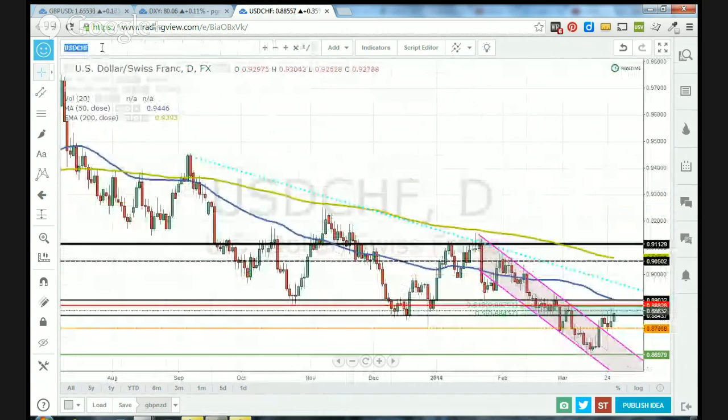So far we've looked at Euro Kiwi, Euro Swiss, and dollar Swiss. What else do I have on? Canada yen and pound yen. Let's take a look at Canada yen.